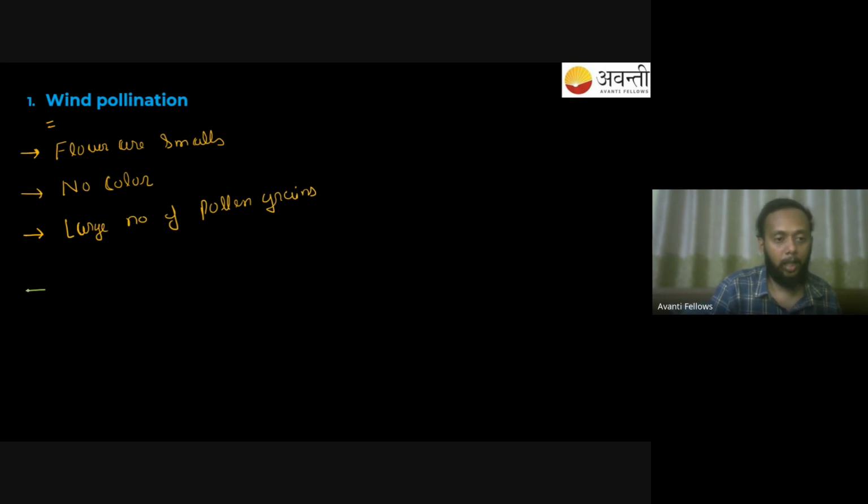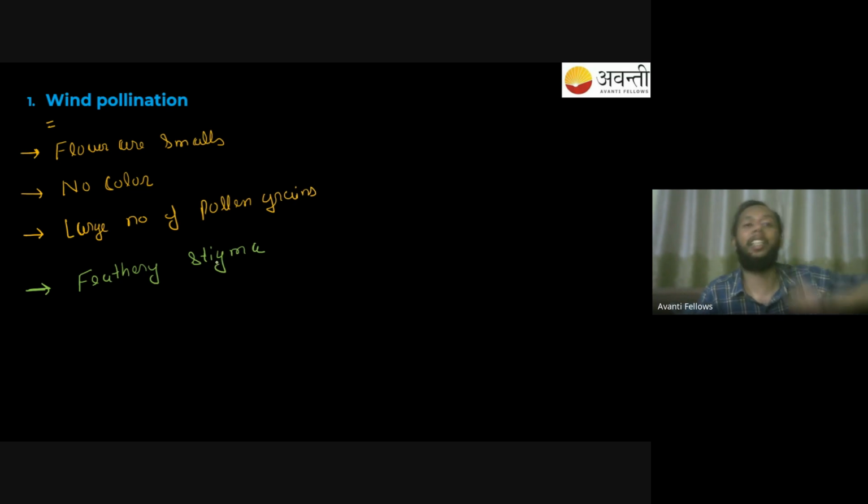Then such flowers will have a presence of a feathery stigma. They are going to have a feathery stigma so that they can capture the pollen grain in the air. The stigma is going to be feathery. काफी feather जैसा stigma इनका होगा ताकि वो pollen grain को हवा में catch कर सकें. So they can capture the pollen grain in the air.